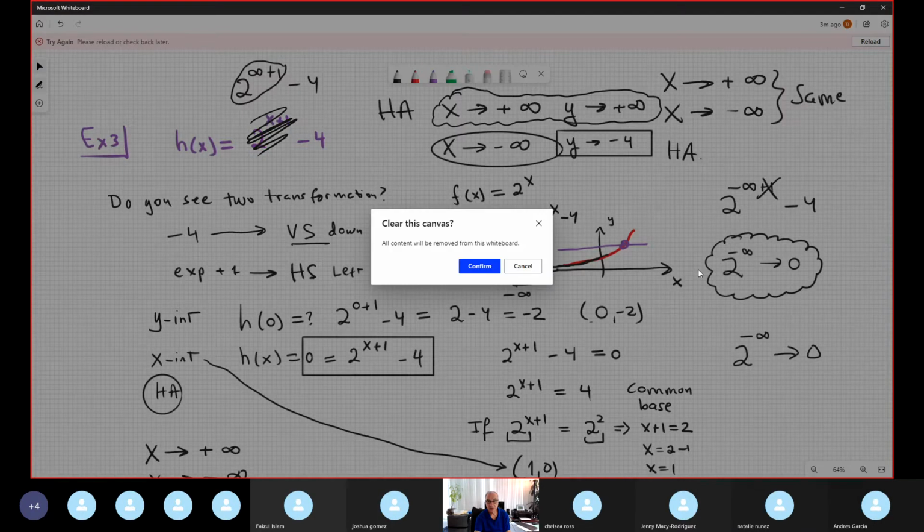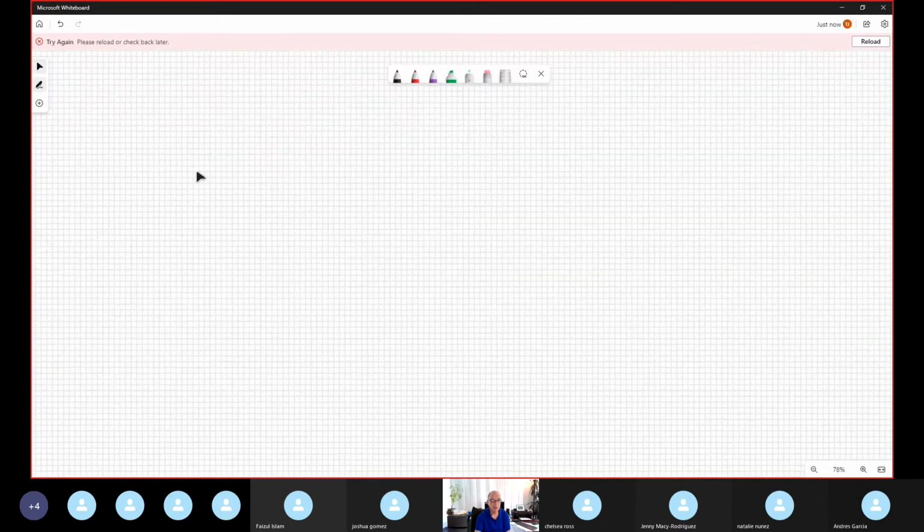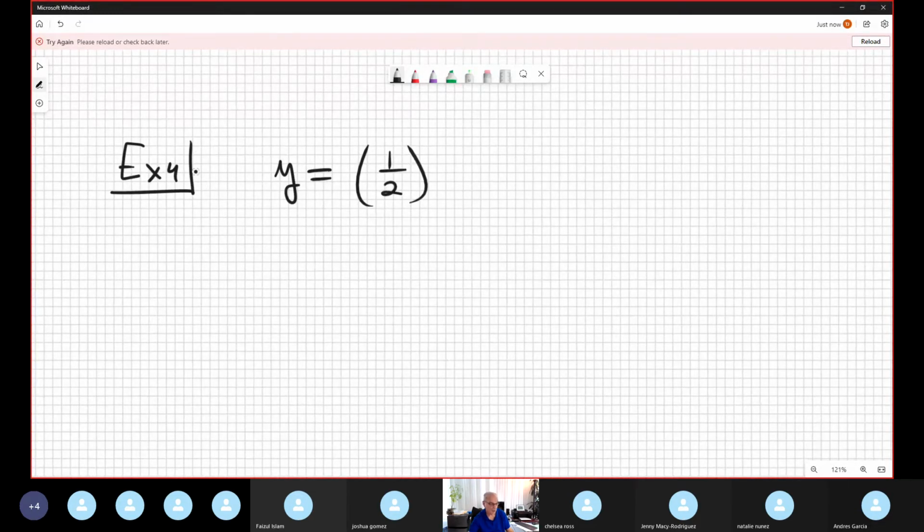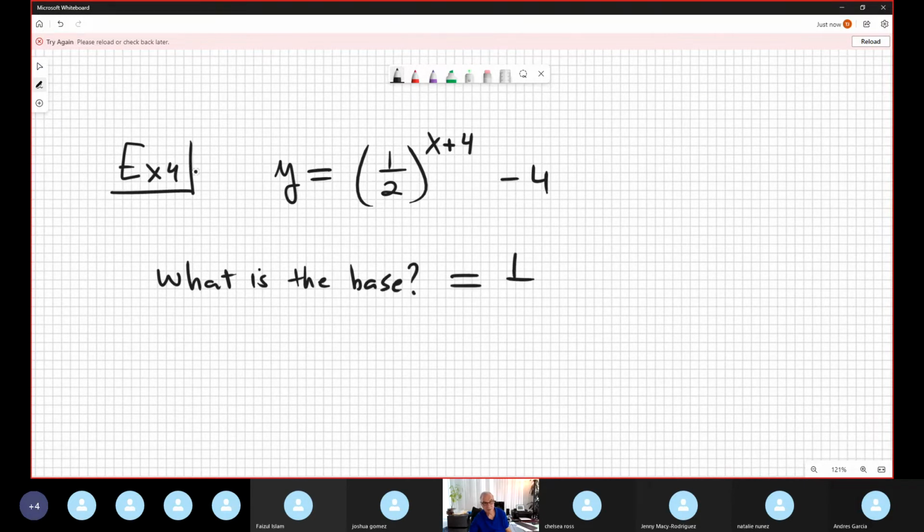And you help me a little bit with example 4, because little by little you go inside this exponential function. Example 4 is the function y equals 1/2 to the x plus 4, minus 4 again. Wow. Okay, what is the base in this case? 1/2. Exactly. The answer is 1/2.